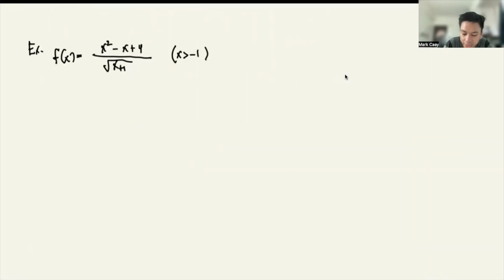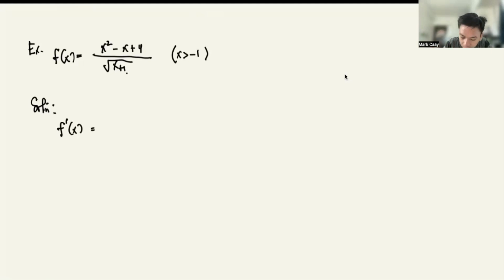Okay, so let's try another example. Our function f is x squared minus x plus 4 all over the square root of x plus 1. So how do we take the derivative? So f prime of x equals, we'll use the derivative of a quotient, right? So low d high minus high d low over low squared.